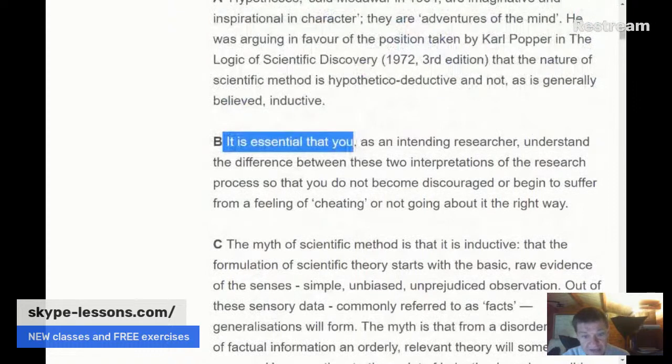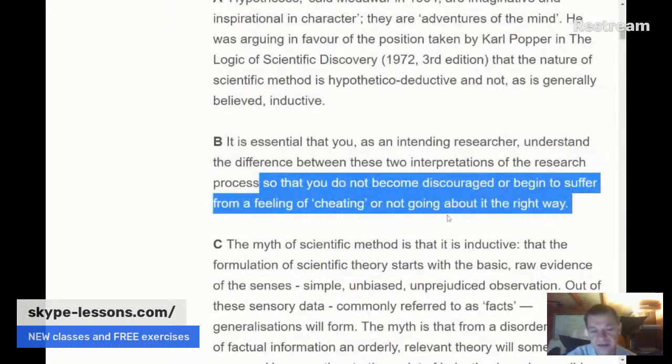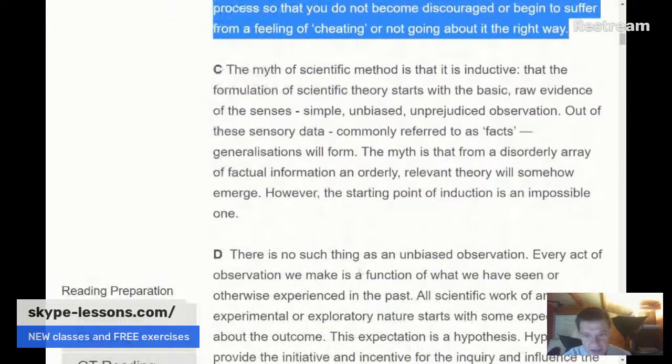It is essential that you, okay, so he's talking to you. Sounds like he's maybe even going to give you some tip or piece of advice. It is essential that you, as a researcher, understand the difference between hypothetico-deductive and inductive research, so that you do not become discouraged or begin to suffer from a feeling of cheating or not going about it the right way. He's clearly giving you advice here. So B is one of our paragraphs where he gives advice. It's one of the answers. Let's keep going and look for the other paragraph.